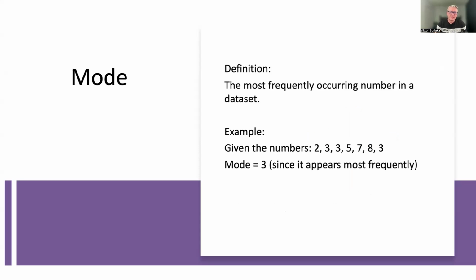The mode is the most frequently occurring value in a data set. It is useful when identifying the most common outcome in a data set. For example, in the data set 2, 3, 3, 5, 7, 8, 3, the number 3 appears the most times, making it the mode. Unlike the mean and median, the mode can be used for both numerical and categorical data, such as finding the most common category in a survey.